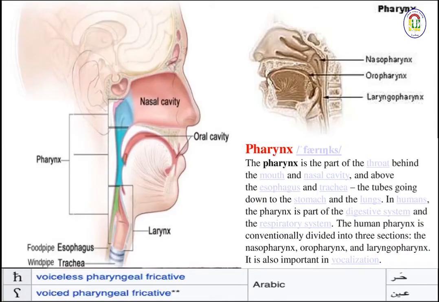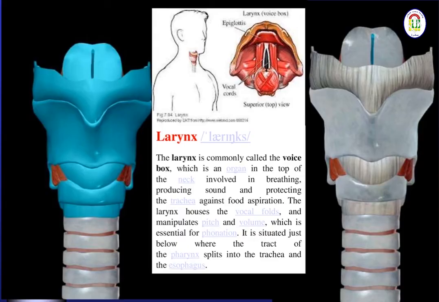The pharynx is the part of the throat behind the mouth and nasal cavity and above the esophagus and trachea, the tubes going down to the stomach and the lungs. In humans, the pharynx is part of the digestive system and the respiratory system. The human pharynx is conventionally divided into three sections: the nasopharynx, the oropharynx, and the laryngopharynx. It's also important in speech production, like in Arabic. In Arabic, the two sounds al-ha, al-ain.